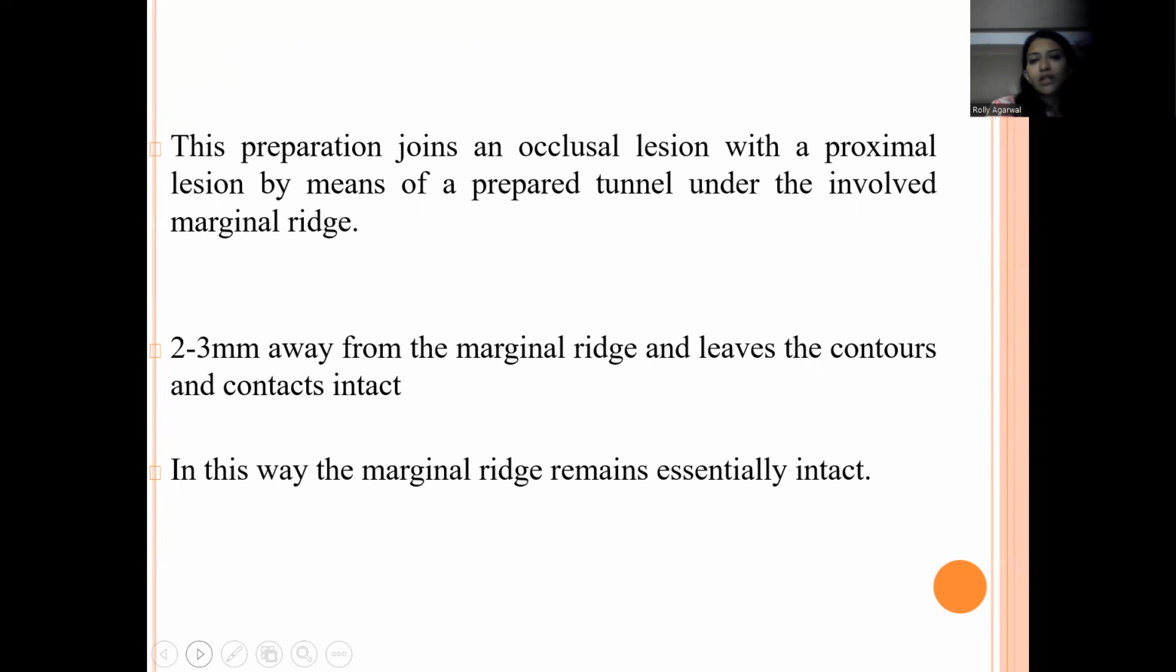So the preparation joins an occlusal lesion with the proximal lesion by means of a prepared tunnel under the involved marginal ridge. So when can we do it? When at least 2 to 3 mm away from the marginal ridge, the carious lesion has started forming and a significant amount of the marginal ridge stays intact. In this way, the marginal ridge remains essentially intact.